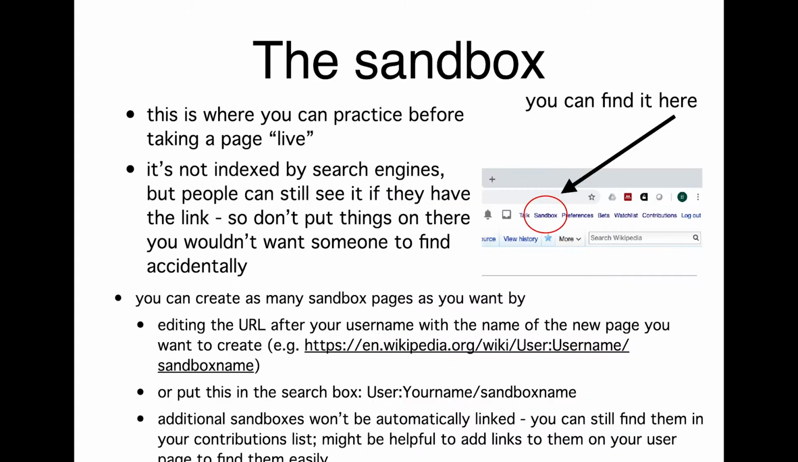So we saw the history page and the sandbox. You can create as many sandbox pages as you want by editing the name. Your default one is sandbox, but I could put a different name there, like sandbox 2, and it would make a new sandbox for me. The additional sandboxes won't be automatically linked, so I won't be able to easily find it up here. But it'll be in your contributions, and if you remember the name of it, you can search for it with your username and the sandbox name.